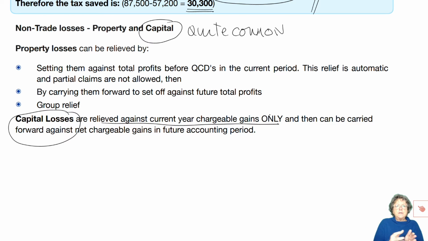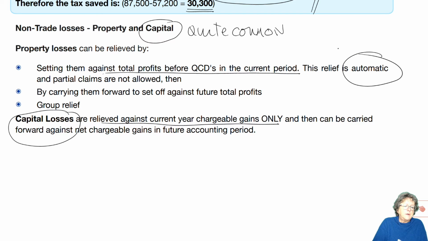So if in your computation there is a capital gain and some losses, deal with that inner working first, because you know that they stick together. And you can then put the net figure or the answer into your computation after you've copied the question into your answer. Property losses can be set against total profits before QCDs in the current period. That's automatic. You can't have a partial claim. It's all or nothing.